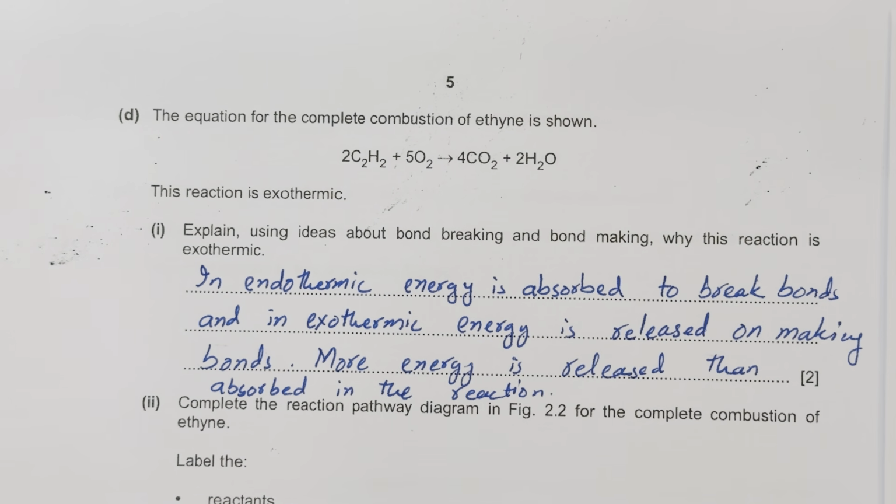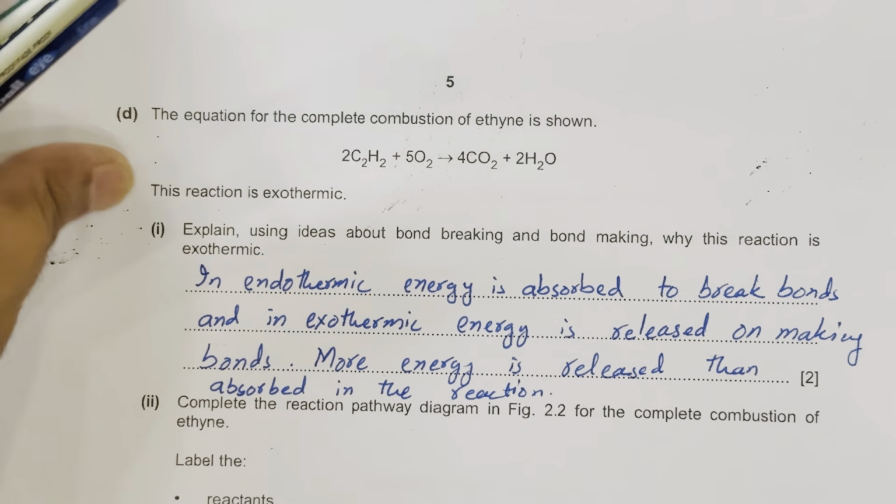Okay, moving to question number 2, part D. The equation for the complete combustion of ethyne is shown. C2H2 plus 5O2 gives you 4CO2 plus 2H2O. This is from the topic of chemical energetics. The reaction is exothermic. Explain using ideas about bond breaking and bond making why the reaction is exothermic. We know that in an endothermic reaction, energy is absorbed to break the bonds, and in exothermic, energy is released in making the bonds. So in this reaction, more energy is released than absorbed. So that's why this is an exothermic reaction.